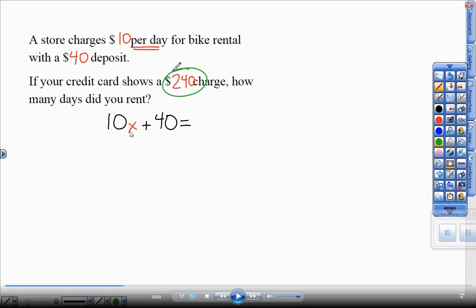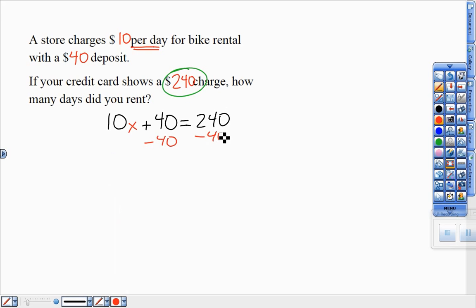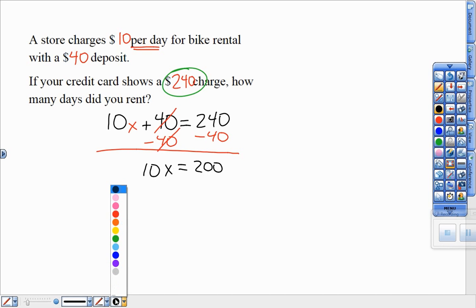But again, this is what will give me how much I spend for each day. If I spend 1 day here, 10 times 1, 10 plus 40 is 50. If I rented it for 2 days, 2 times 10 is 20, plus 40 would be 60. But I'm seeing if my final price is 240, what x would have to be, or how many days that would have to be to get that value. So 240 goes right here, and then that becomes a 2-step equation where I minus 40 on both sides, bring down the 10x, 240 minus 40 is 200, divide by 10 right there, and I get x equals 20.